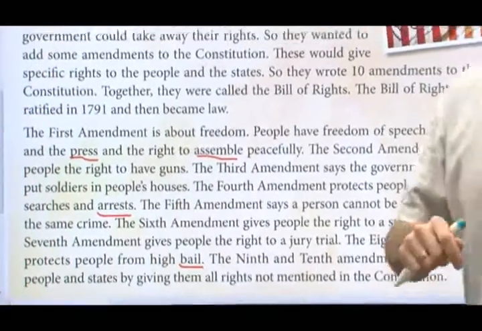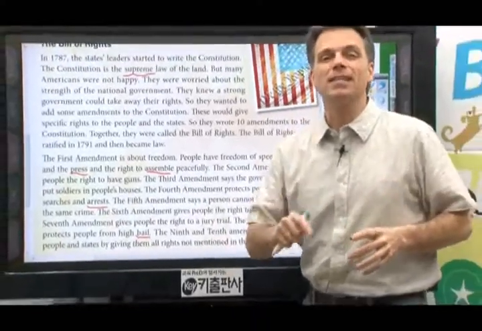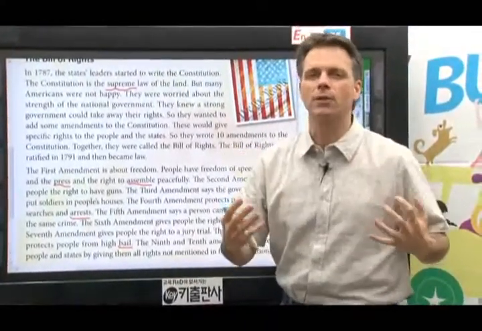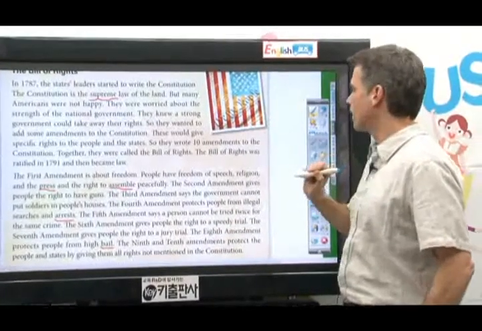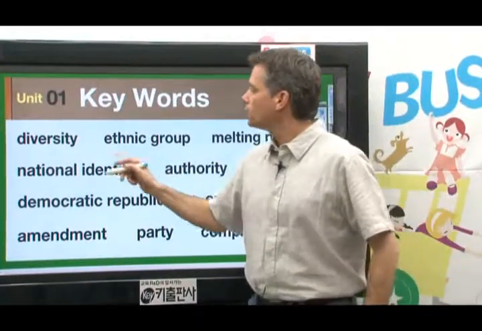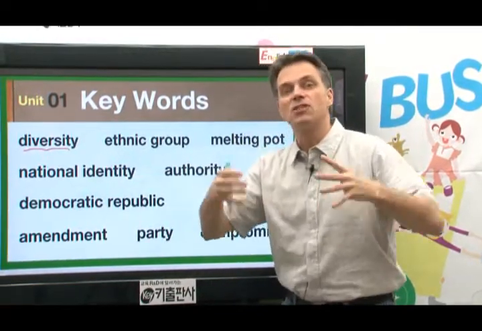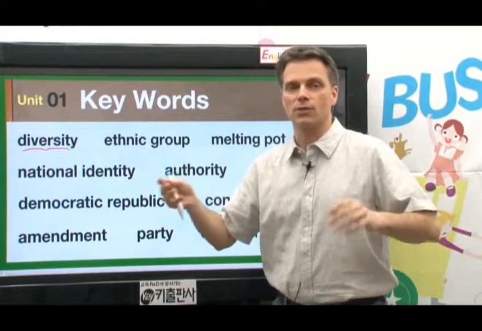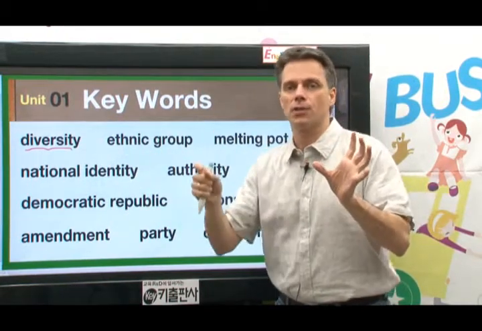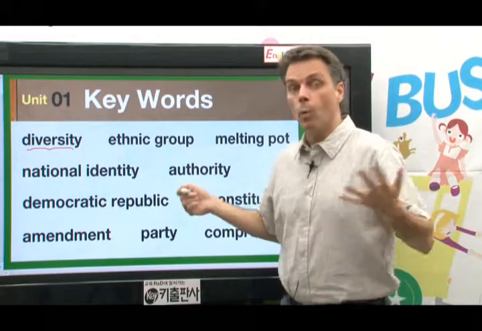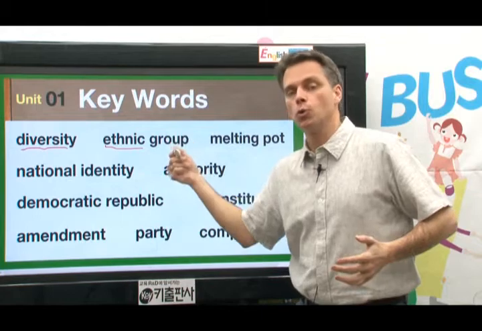Now, one more thing we always should do is look at the keywords one more time and practice them. And remember what we studied today. That's the most important thing. All right, we talked about diversity. Many different kinds of things in a place. Diversity, America is a nation of diversity. There's so many people. What people? Many ethnic people, ethnic groups.